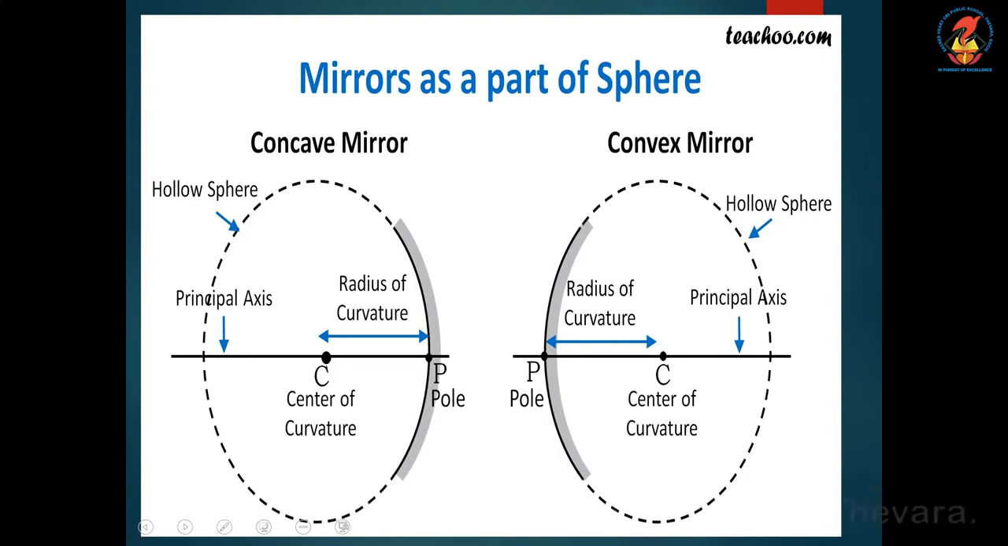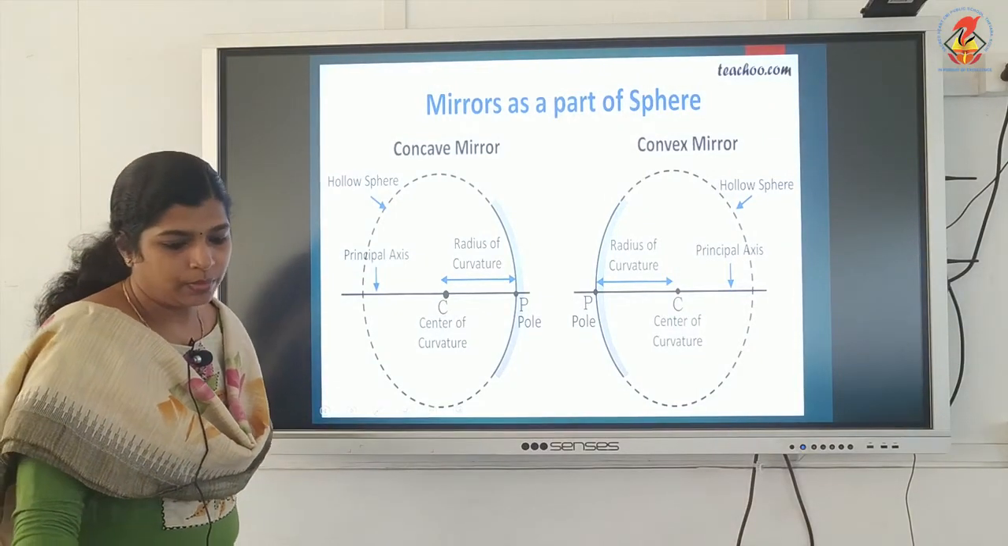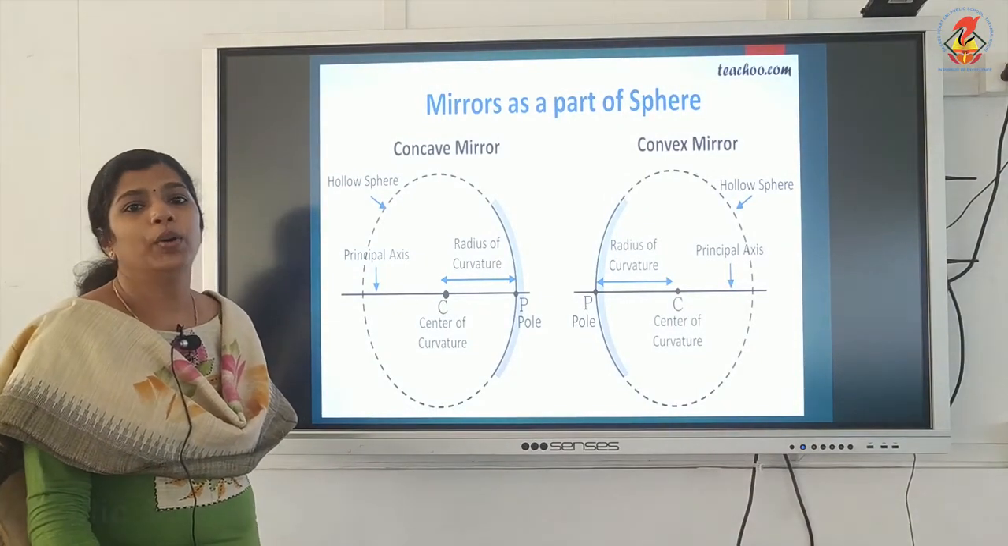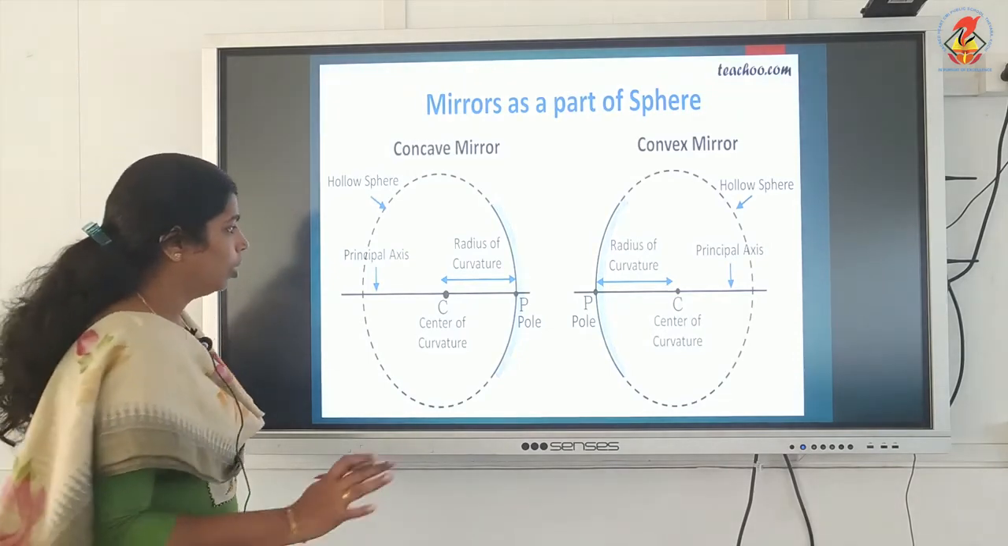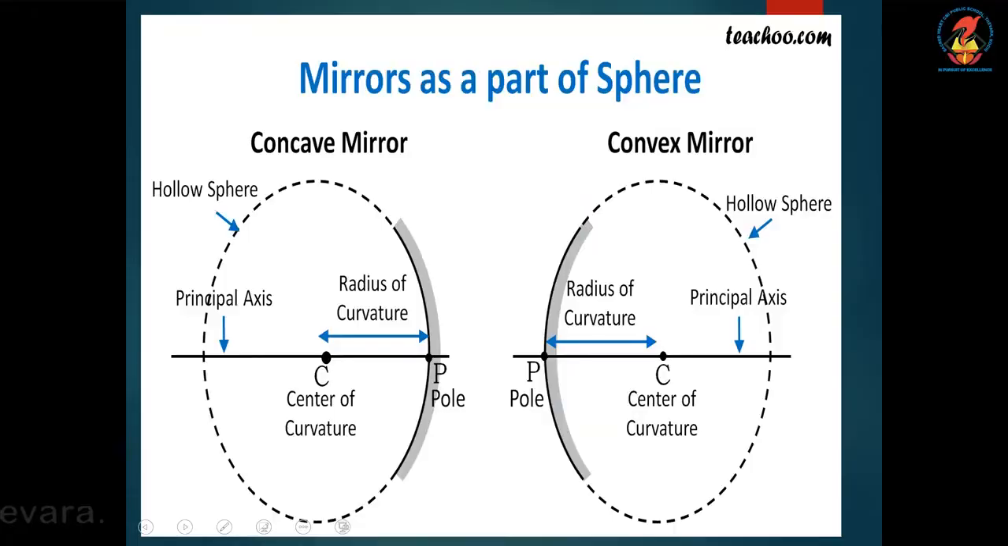Pole of the mirror means the center of the reflecting surface. That is known as the pole of the mirror. Normally it is represented by the capital letter P.